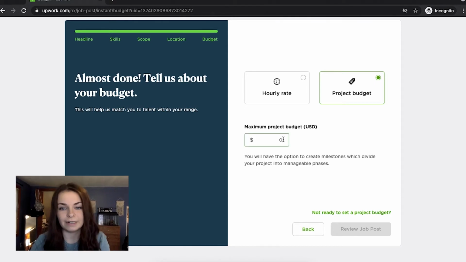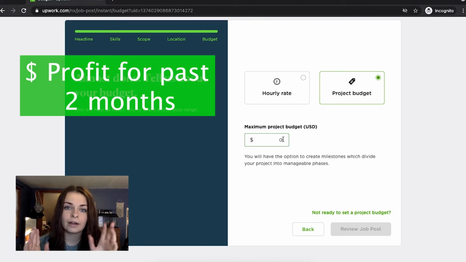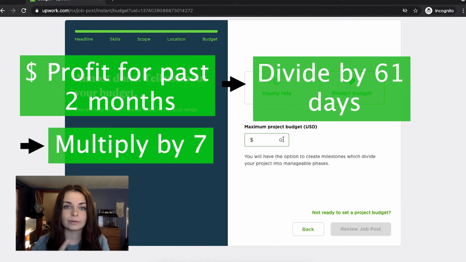So, how do you choose this budget? What you should do is go back to the past 2 months in your shop, and calculate the profit that you've made over those 2 months. And then you're going to want to divide that number by the number of days in those 2 months, so probably 61 days. That will give you the profit that you earned per day. And then you're going to want to multiply that by 7, which will give you the profit that you've earned per week.